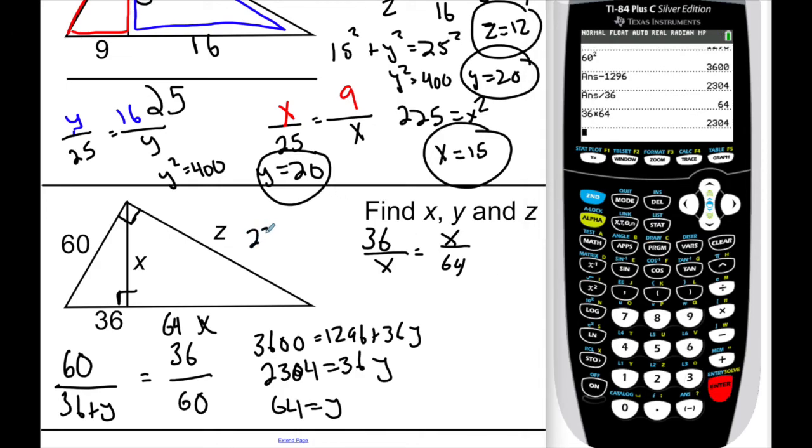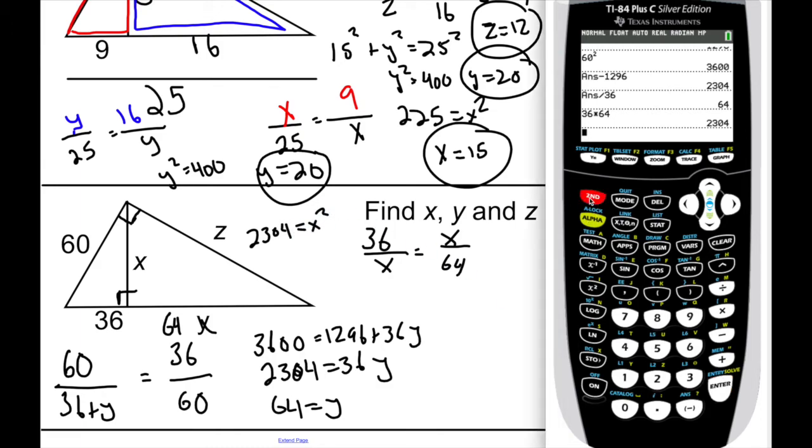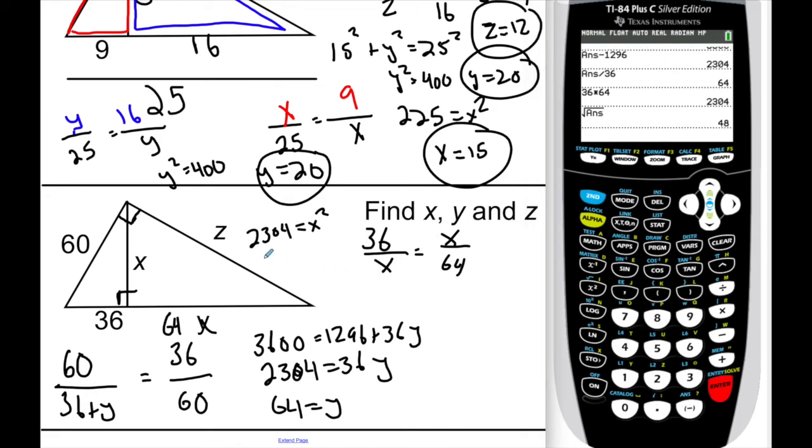So now I know that 2304 is x squared. And the good news is I actually know that 2304 is going to work because I literally did this a couple rows up. Okay, it's going to be 48, because you got to do the square root. That's interesting. 36, 48, 60. Kind of like multiples of 12. 64, that's not a multiple of 12, though.